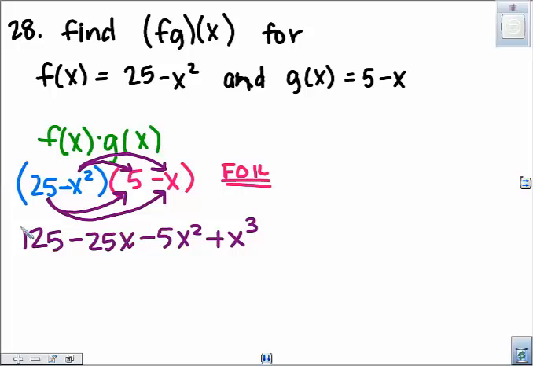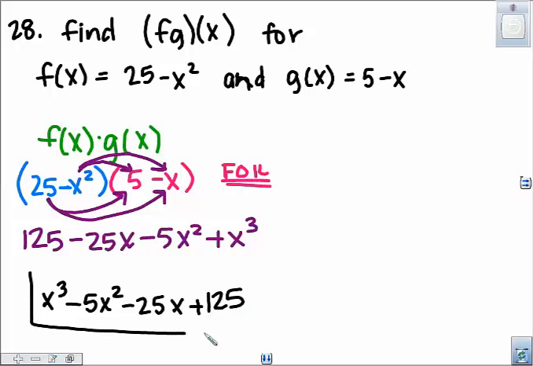None of these are the same terms. We have a cubed, a squared, a linear, and a constant. So I can't combine any terms. But before you box in your answer, always list your terms from highest degree to lowest degree. So it should be x cubed minus 5x squared minus 25x plus 125. So that is your combination function, f times g of x.